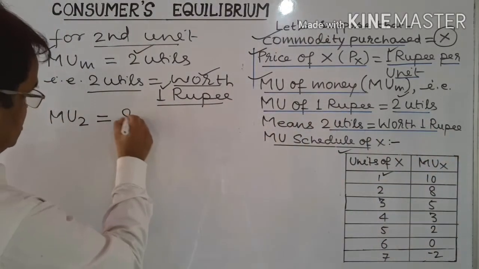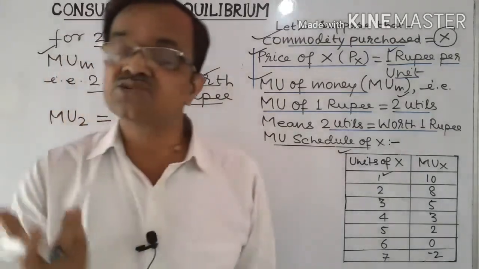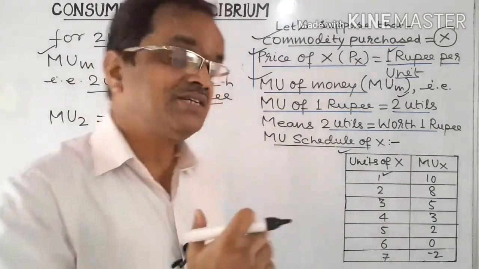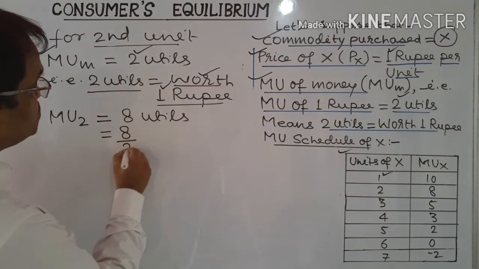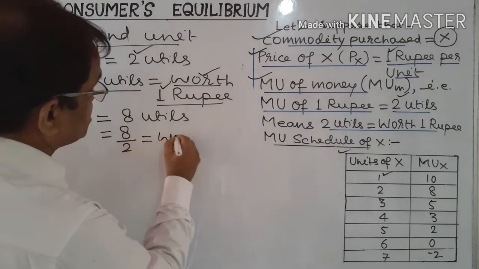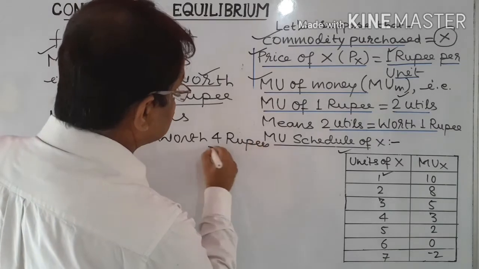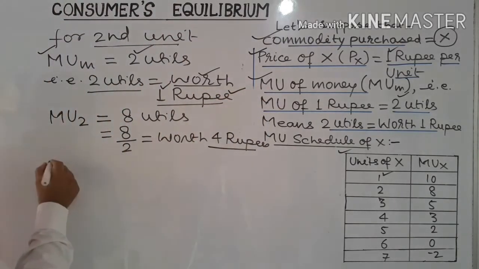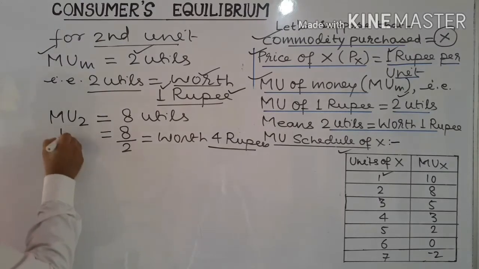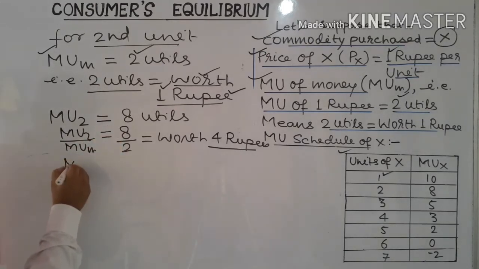which is clear from the schedule. This 8 utils, that is in terms of units of satisfaction, has to be converted into rupee terms. Then this is equal to 8 by 2, that is equal to worth 4 rupees. 4 रुपये का मिलता है satisfaction, and the price paid is only 1 rupee. Then again, what is this? This is MU2 divided by MUm. This is the ratio 8 by 2. And what is this ratio?